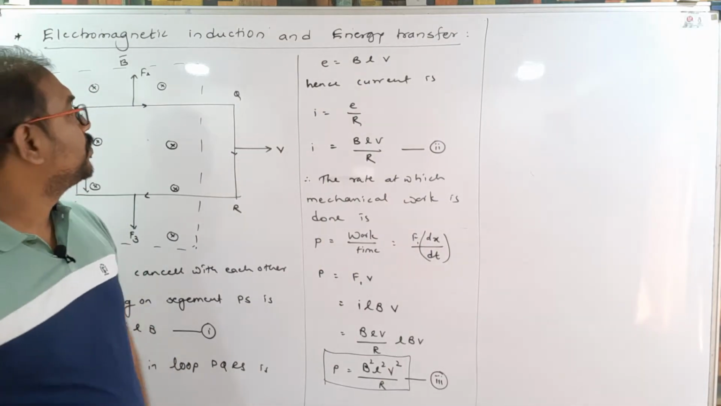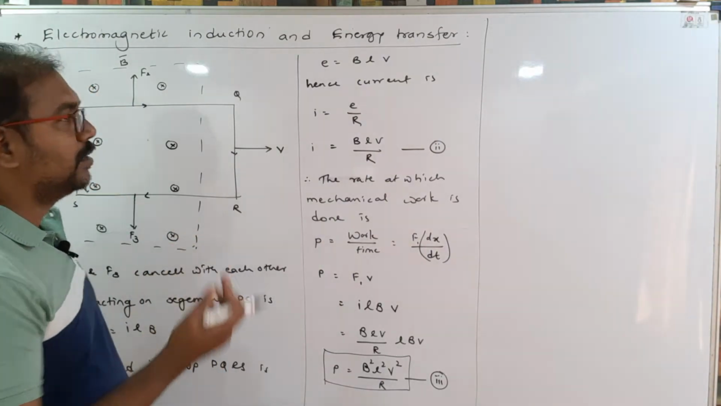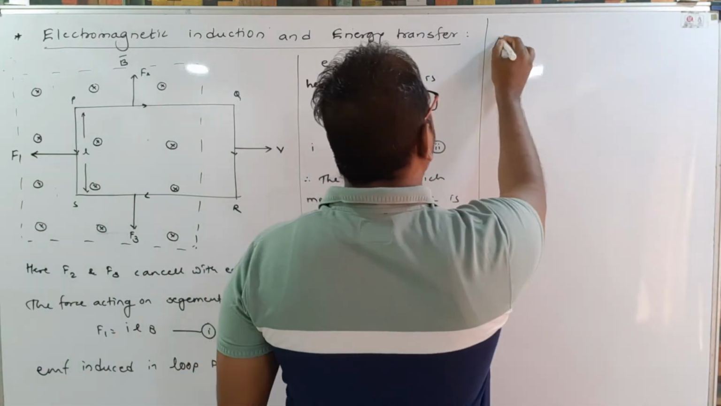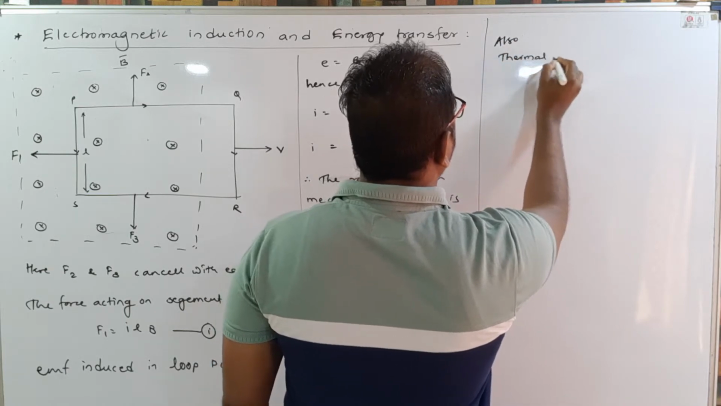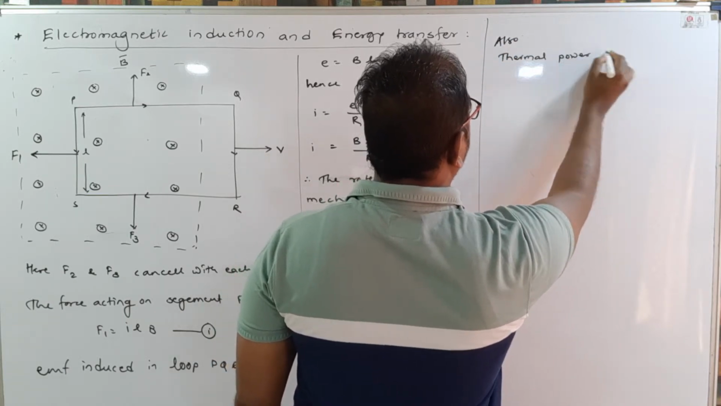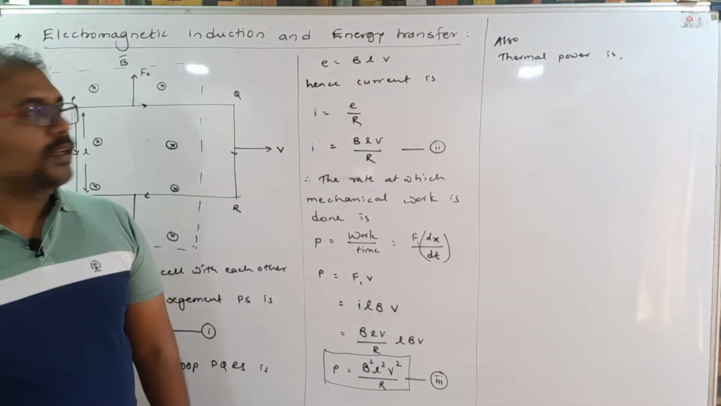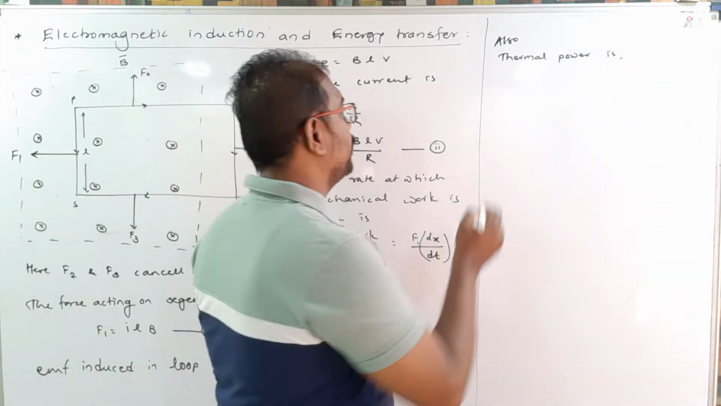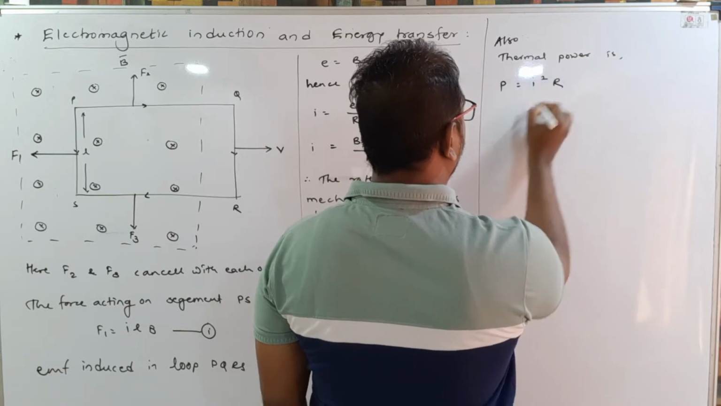In a similar manner, we can find the thermal power also. Because when current is passed through this conductor, the conductor gets heated. So the thermal power we can find here. Power is equal to I square R. This is the formula of power.